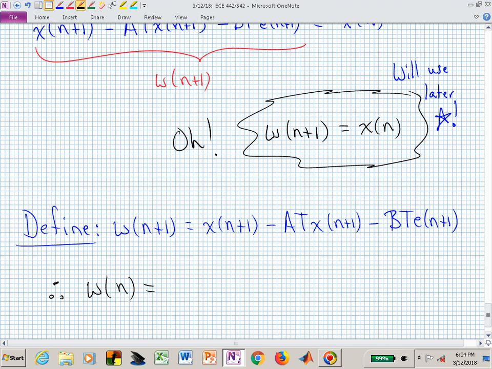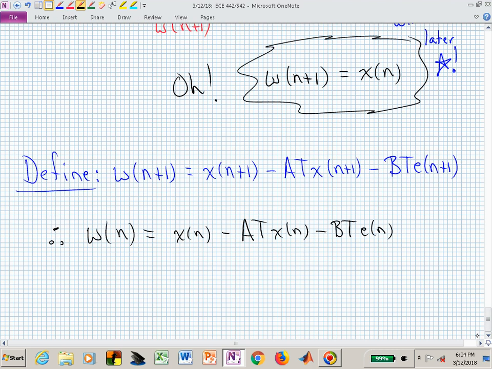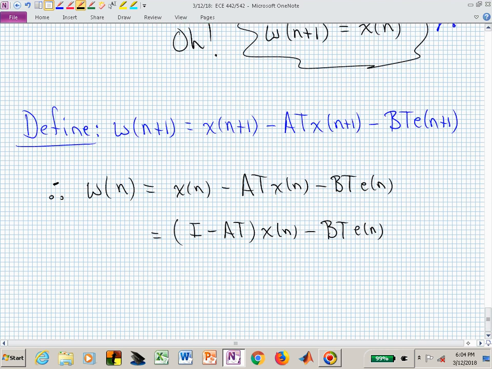Can I do the same thing on the right-hand side? Now I can write W of n as simply X of n minus AT X of n minus BT E of n. And I can clean that up a little bit by saying, oh, that's I minus AT X of n minus BT E of n. And boy, that looks nice. I know you don't think so maybe, but that's a really nice looking equation.